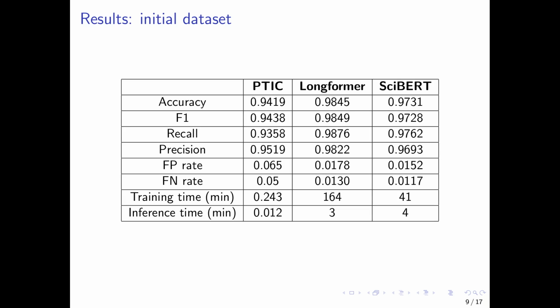On the initial dataset, PTIC showed results that are comparable to the transformer performance, but at the same time, PTIC works much faster than transformers. Longformer showed the best results. The ability to utilize sequences longer than 512 was beneficial for the given initial dataset, where more than 10% of abstracts had this length.